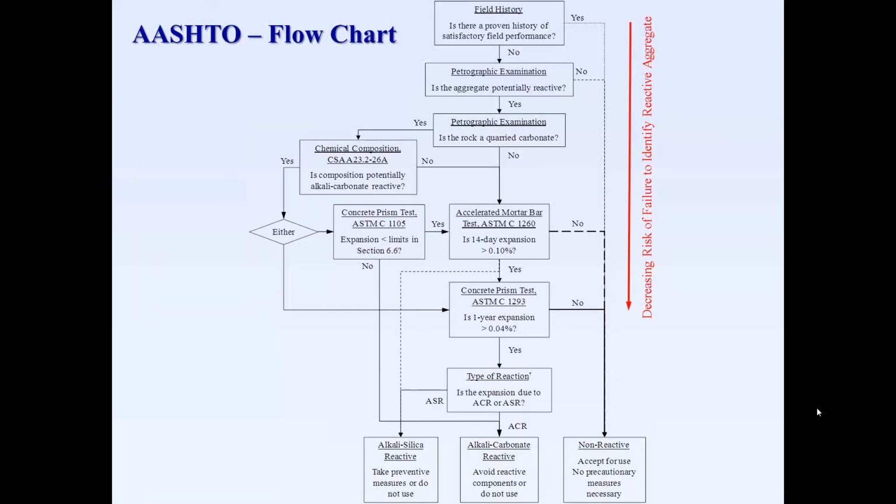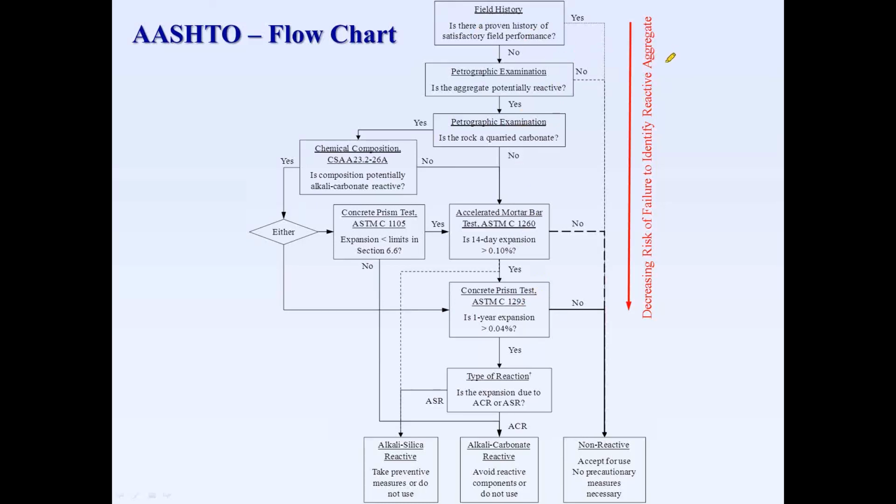This shows the general flow chart for the first step, if you like. So for the first step, we'll basically go from the top down. We can consider field history and petrographic examination, and if the results of either of these are satisfactory, we can accept our aggregate as being non-reactive with no further testing required. Beyond petrographic examination, we're also allowing for accelerated mortar bar testing and concrete prism testing, and it's really up to the user how many of these approaches they actually use.